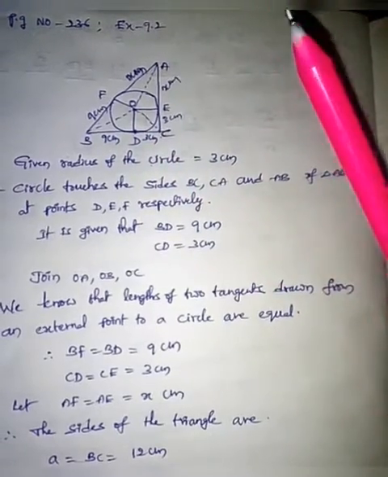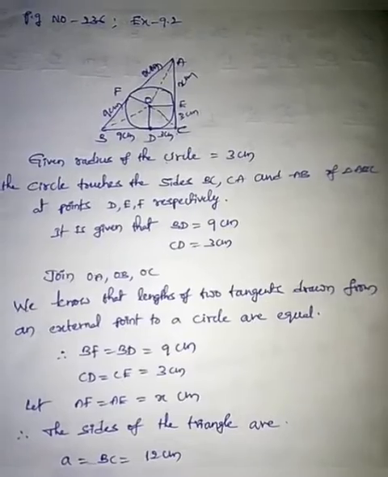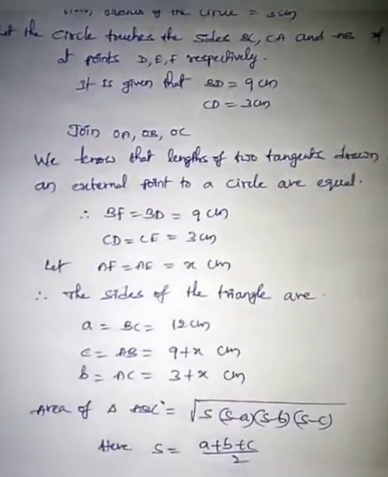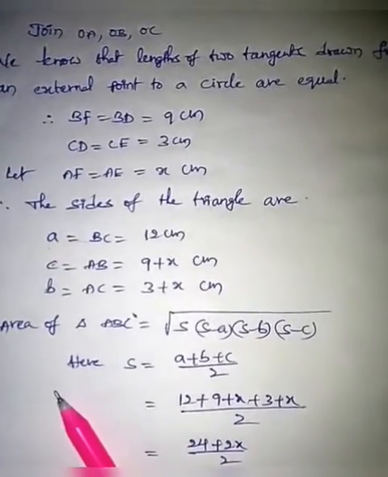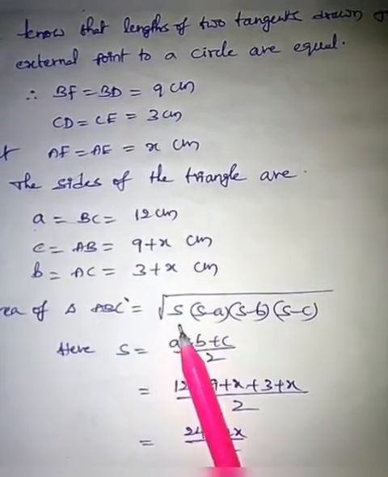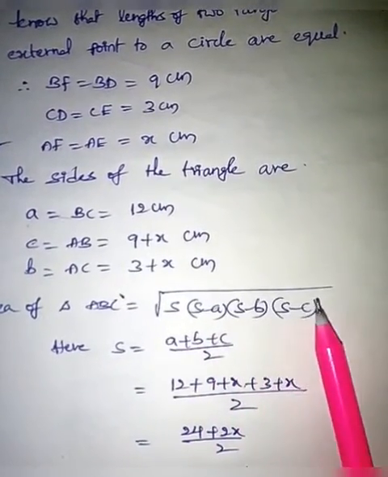And you know that the area of a scalene triangle is square root of s into (s minus a) into (s minus b) into (s minus c). Here I am going to calculate the area of triangle ABC. That's why I use the area of scalene triangle formula, that is square root of s into (s minus a) into (s minus b) into (s minus c).